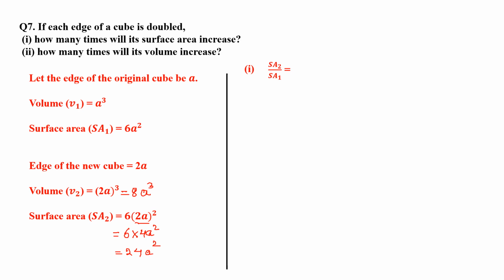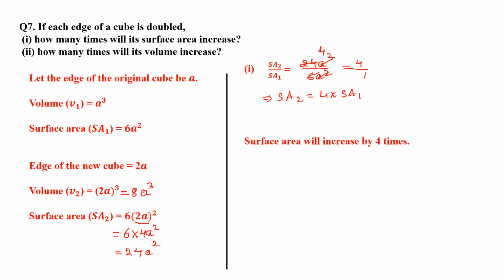First for surface area I will find out. So from here if you see SA2 by SA1. So surface area of second one is 24A square and surface area of first one is 6A square. And if I simplify, I will get 4 by 1. And if I cross multiply it, I will get surface area of second is 4 times the surface area of first. So from here I can write surface area increases by 4 times. Can you see here? 4 times the original surface area.